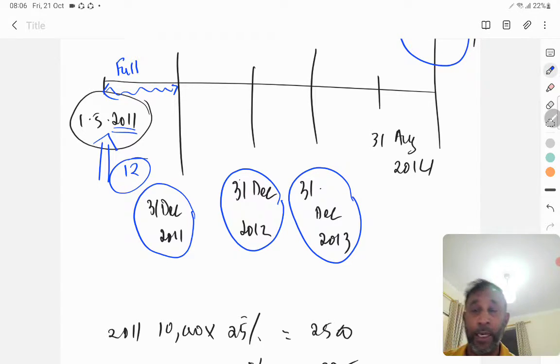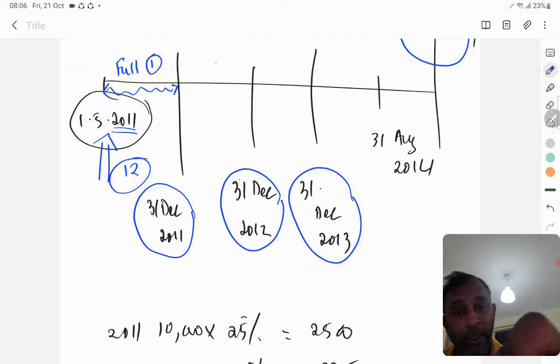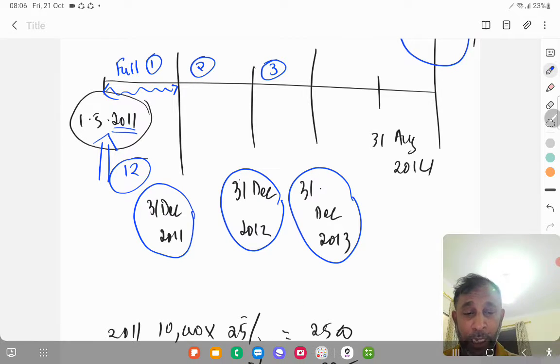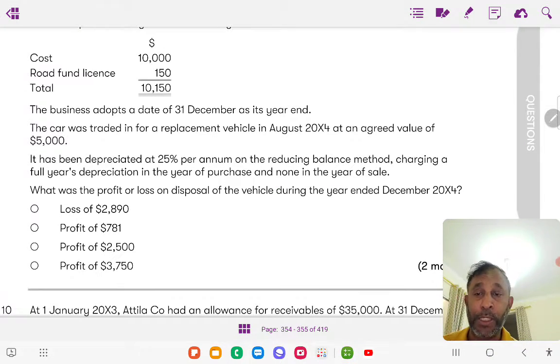But if you really calculate, it will be May, June, July, August, September, October, November, December. 8 months are there, but however, we have to charge a full year's depreciation. So this is year 1. And then year 2, 2012, there is no issue. The third year, 2013, also no issue. But then they also say, in the year of disposal, none in the year of sale or year of disposal.